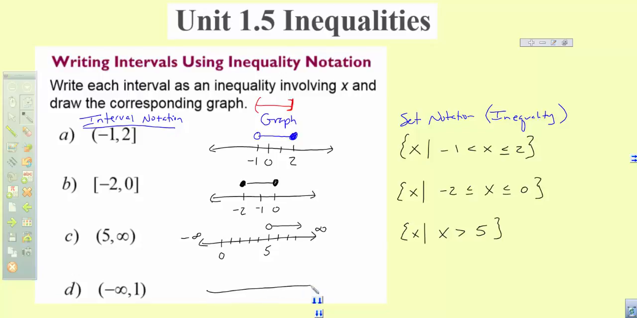On the last one, if we drew the graph, we got our landmark of 0. We've got a 1. Remember, this is negative infinity over here, positive infinity over here. I have an open circle because I just have a parentheses, not a bracket, and I'm going towards negative infinity. So that'd be x such that x is less than 1. Alright, so that's kind of a quick run through of just set notation, inequality, and then graphing, and you'll have that mixed in inside of the homework.